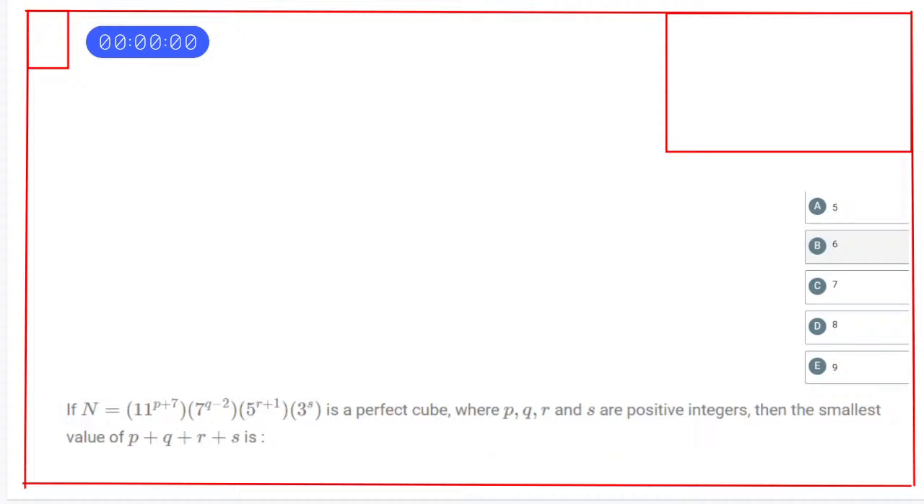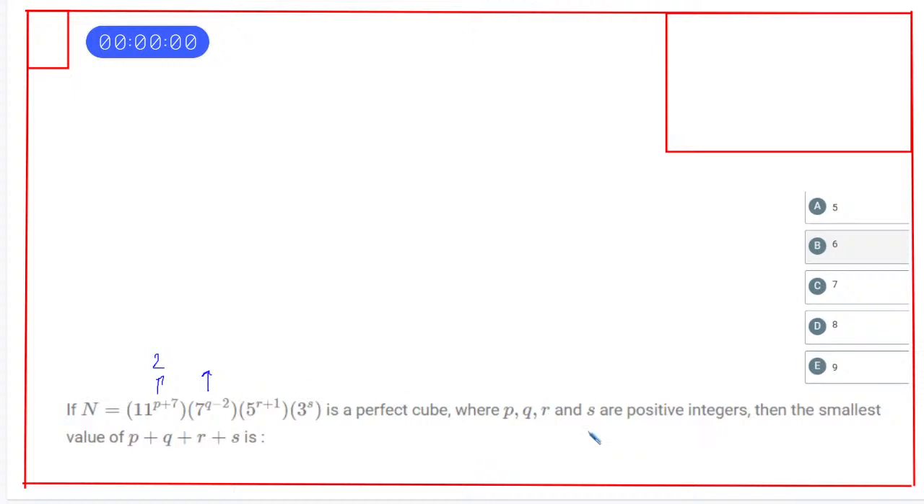Yes, 9 is the correct answer. So it's an easy question. We just have to make every power a multiple of 3, right? So we can say that P must be equal to 2 in this case. Q must be equal to what, to make everything equal? And Q is a positive integer.